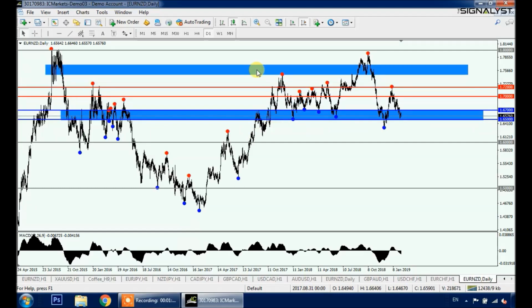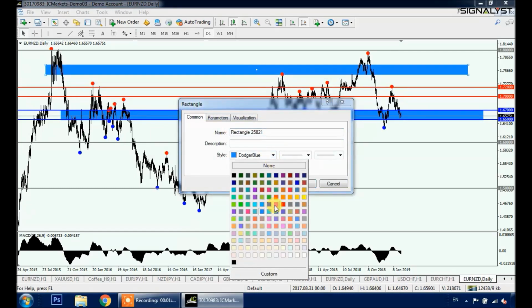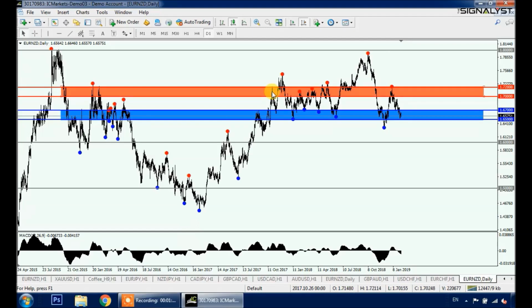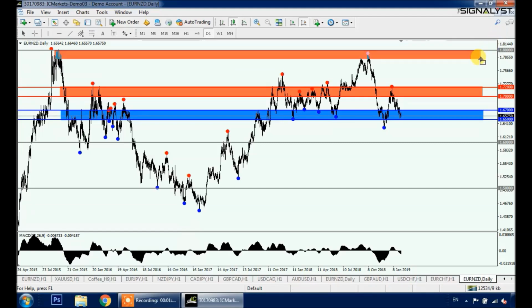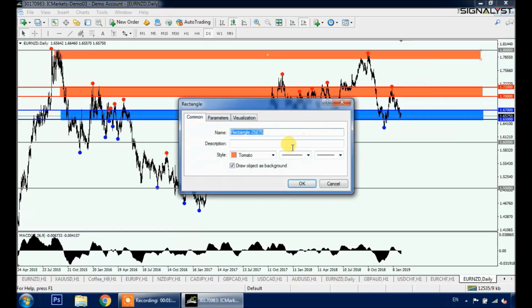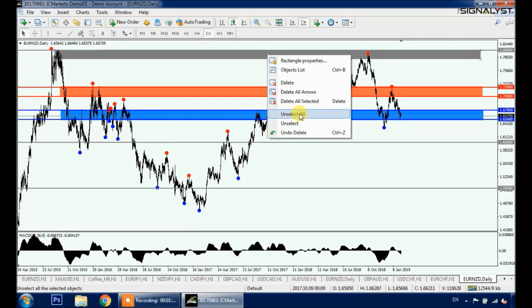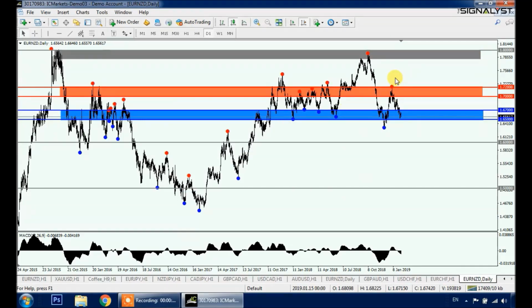And let's make another one in red for our resistance zone. Here we go. And we can also draw a zone here as a very strong supply zone. So let's do it. And let's make it in gray. Here we go. Now we are done with our levels.